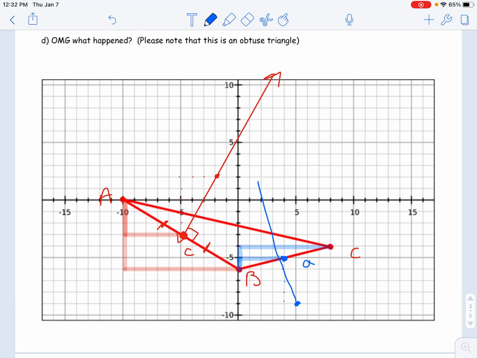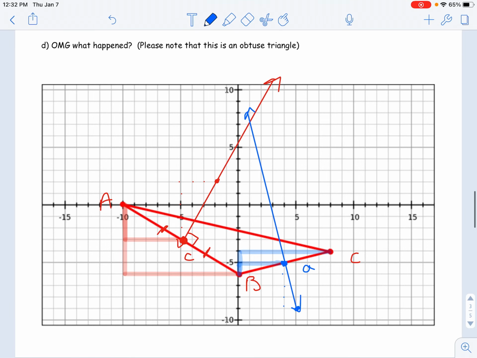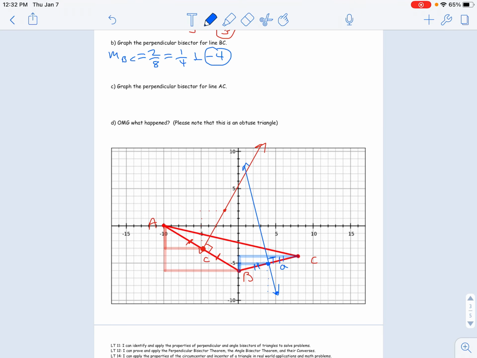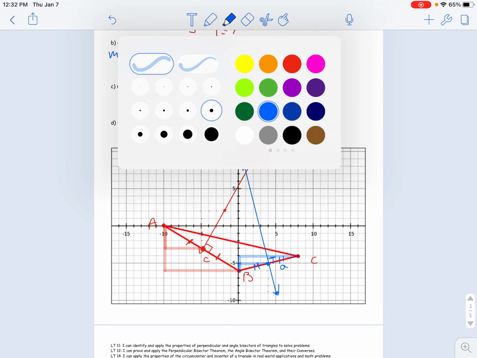That's not perfect. Let me just do it a little bit better. Okay. And again, that's the perpendicular bisector of that. And then got the perpendicular bisector of AC.